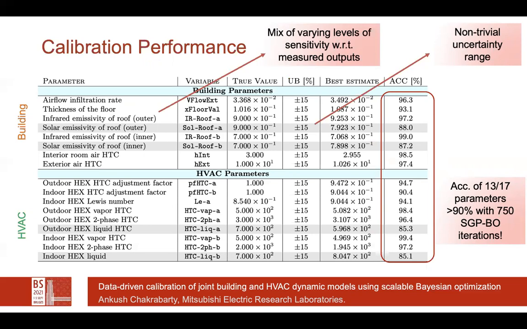The uncertainty bounds on these parameters are non-trivial as well. They're plus or minus 15% for all the parameters. And the true values, of course, are hidden during the calibration process. But the true data that was produced here was indeed from the simulation model that is being calibrated. And we can see that 13 out of the 17 parameters that we're calibrating can indeed be estimated very accurately with over 90% accuracy, even though we only use 750 iterations to do this. So this is why Bayesian optimization is greatly advantageous. It does not require a lot of model evaluations, even though it can end up with a very good estimate of the parameters.